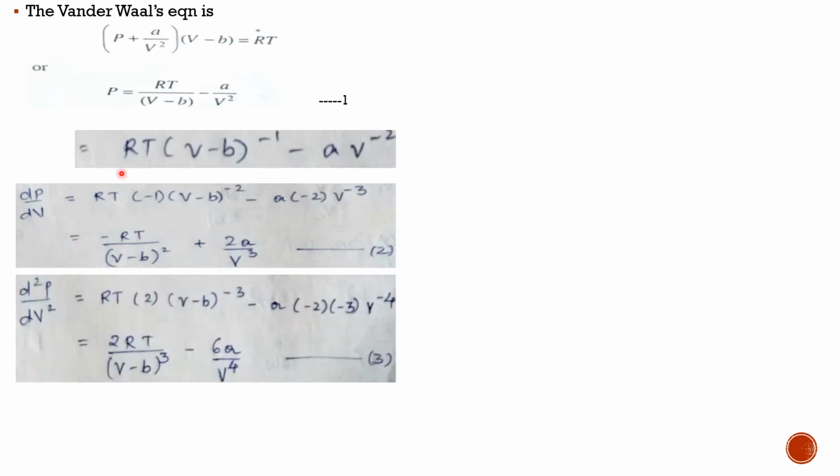Again differentiate this equation. That will come as RT into 2 into (V minus b) the whole raised to minus 3, minus a into minus 2 into minus 3 into V raised to minus 4. We'll write this as d square P by dV square equals 2RT upon (V minus b) the whole cube minus 6a upon V raised to 4. Equation 3.